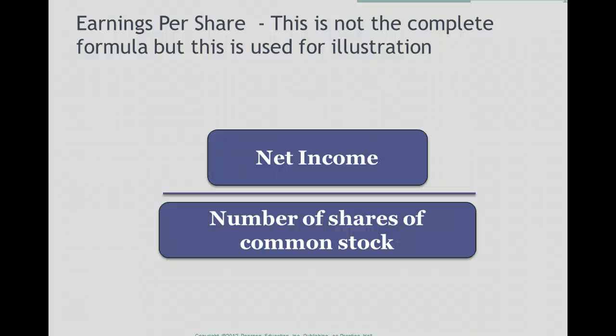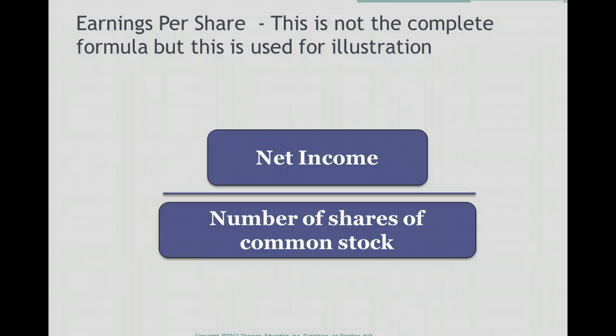Let's take a look at a few ratios. The first ratio we're going to take a look at is earnings per share. Earnings per share is calculated by dividing net income by the number of shares of common stock. This is not the complete formula, and we're going to talk about the complete formula in detail in the next chapter, but for illustration purposes, we can use this. It's net income divided by the number of shares of common stock. What you get is earnings per share.